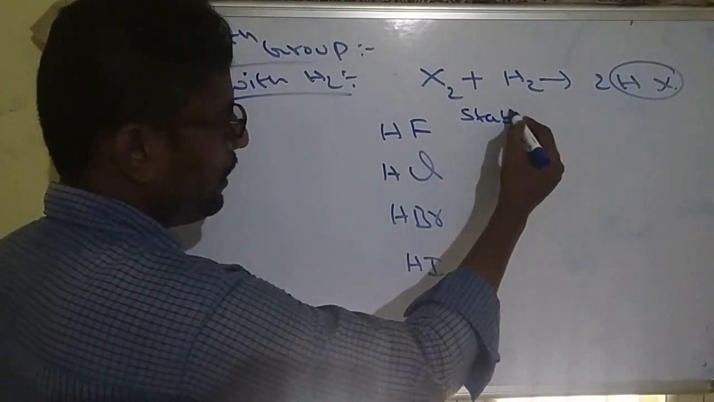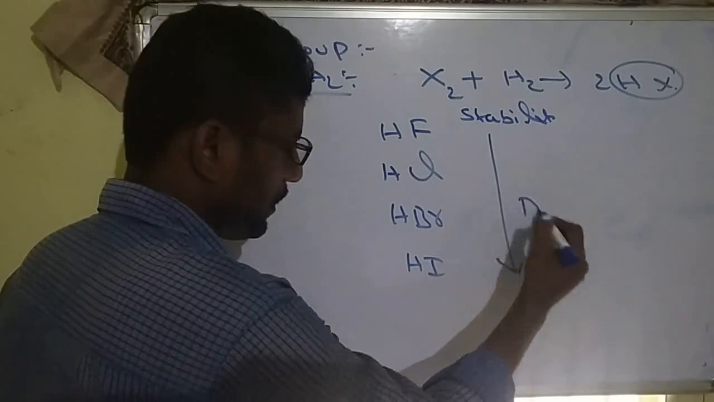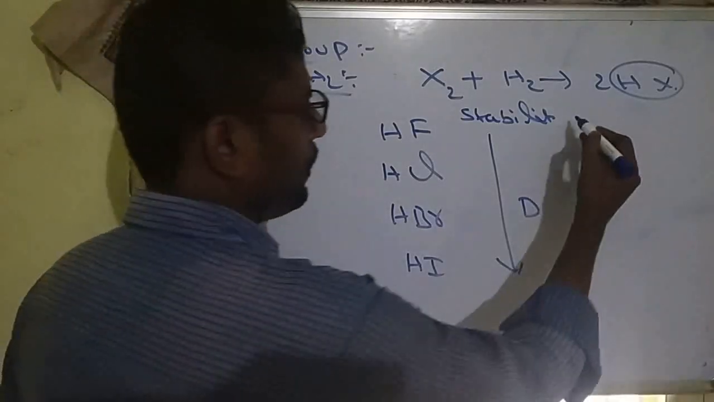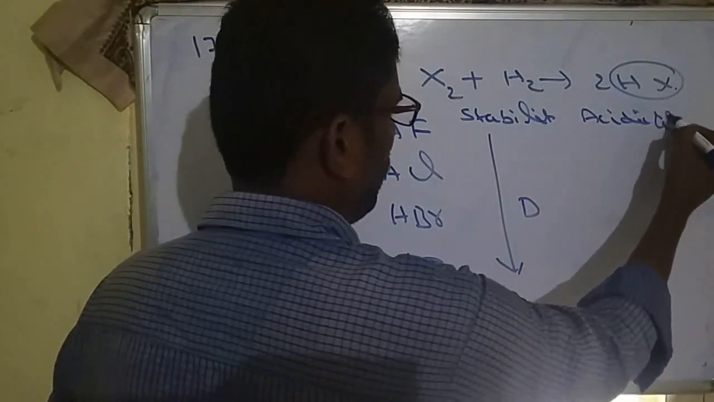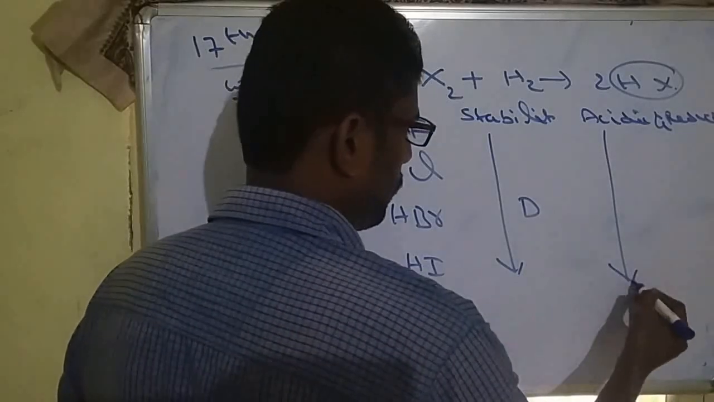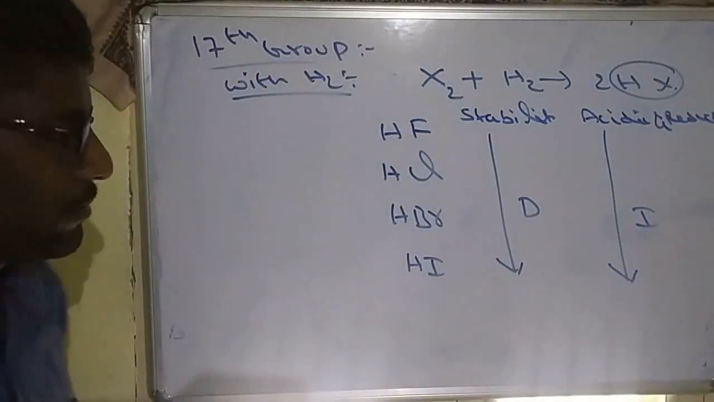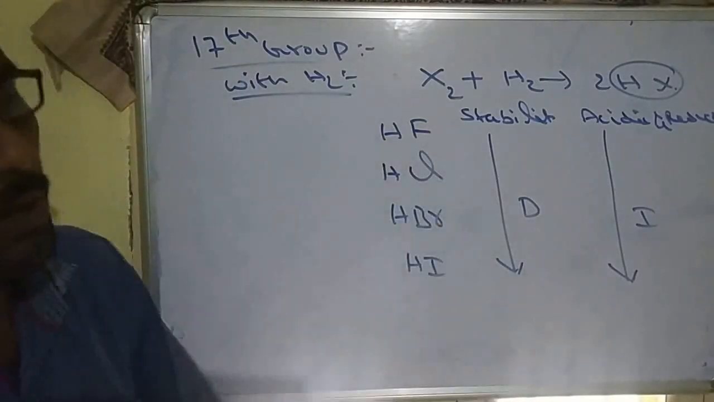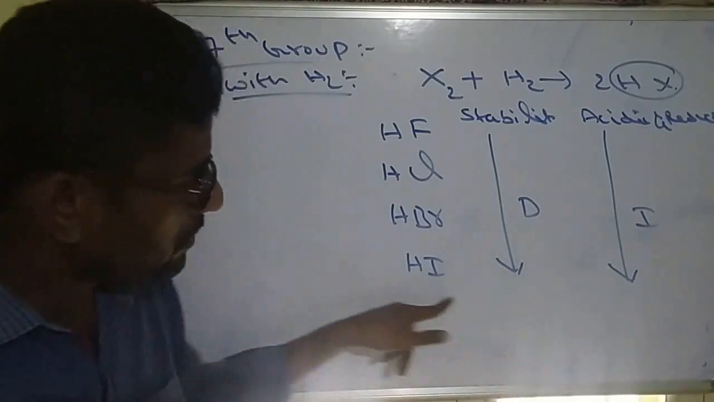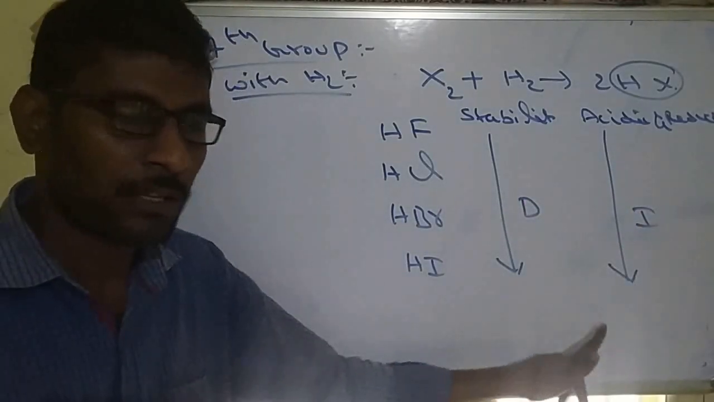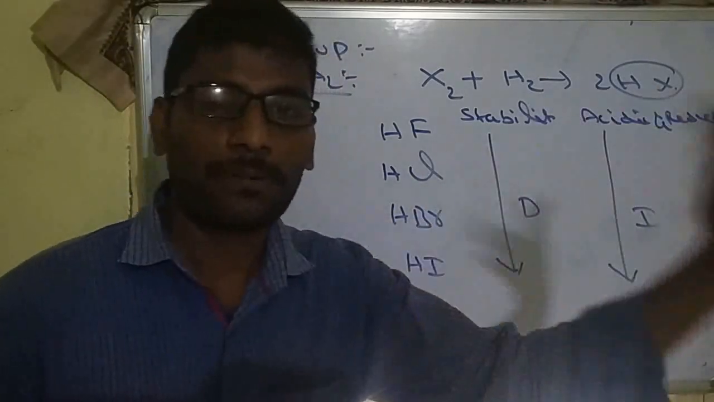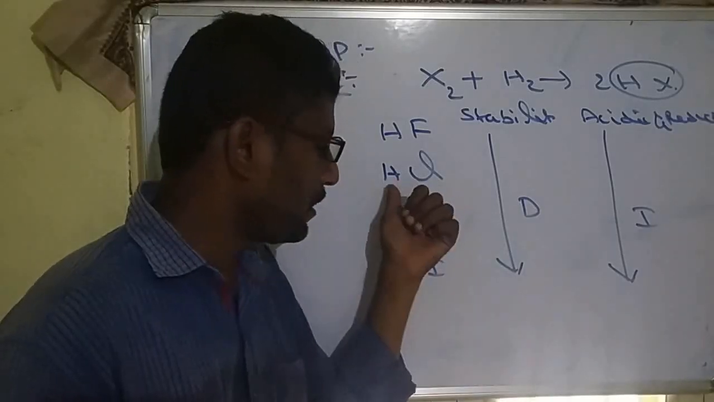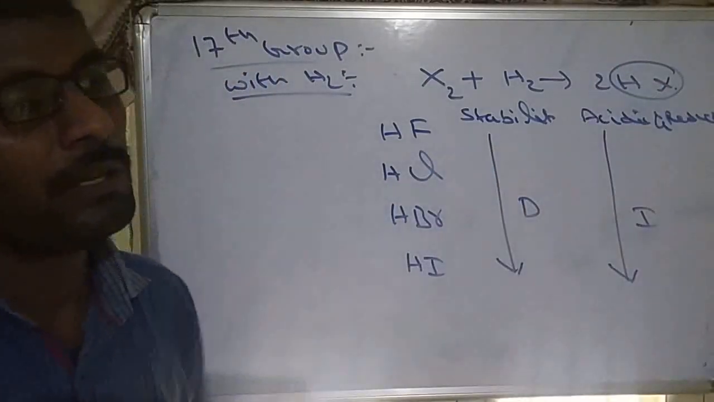So as we know, stability decreases down the group. All properties are the same as in the 15th group, 16th group and 17th group. Acidic and reducing character increase from top to bottom. So acidic character increases top to bottom. Generally we say HCl is a very strong acid, but actually HI is the stronger acid, because of the large size of iodine, it loses hydrogen more easily than the others. So that's why HI is a stronger acid even than HCl. So top to bottom acidity increases.